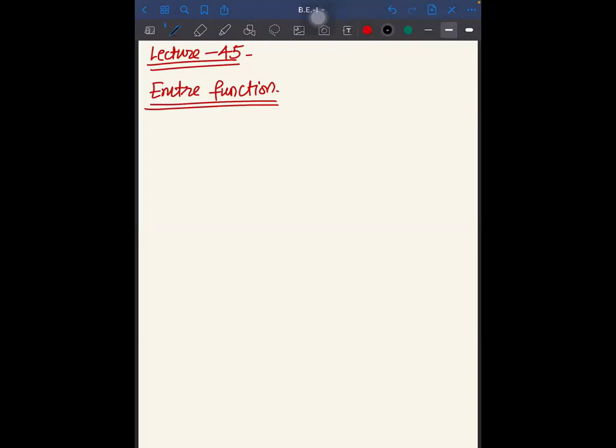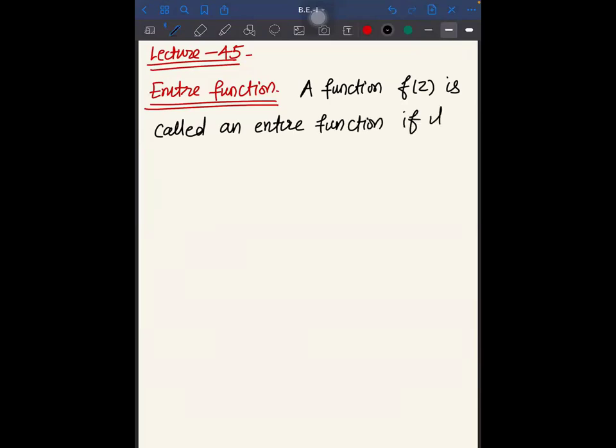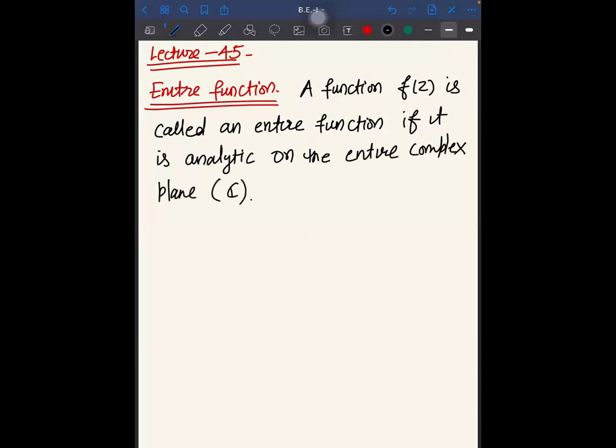A function f(z) is called an entire function if it is analytic on the entire complex plane. Entire complex plane C, right?